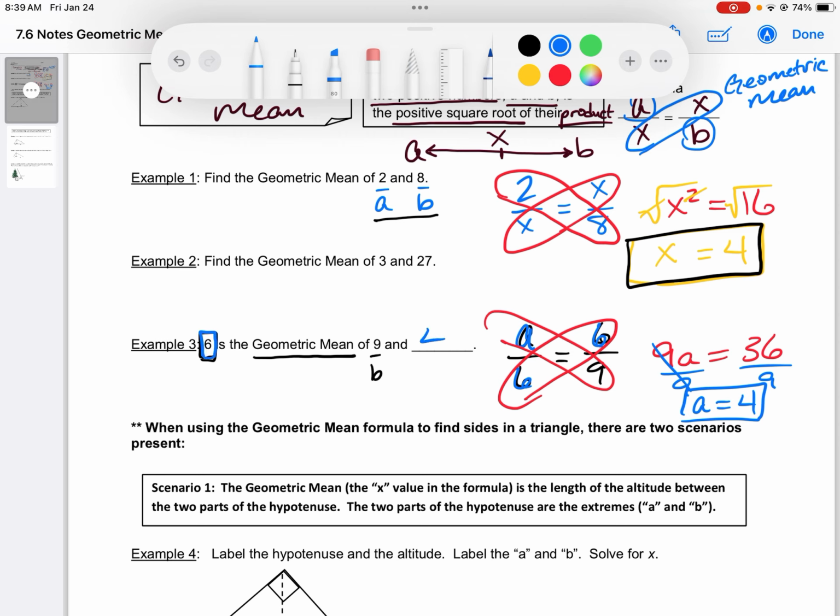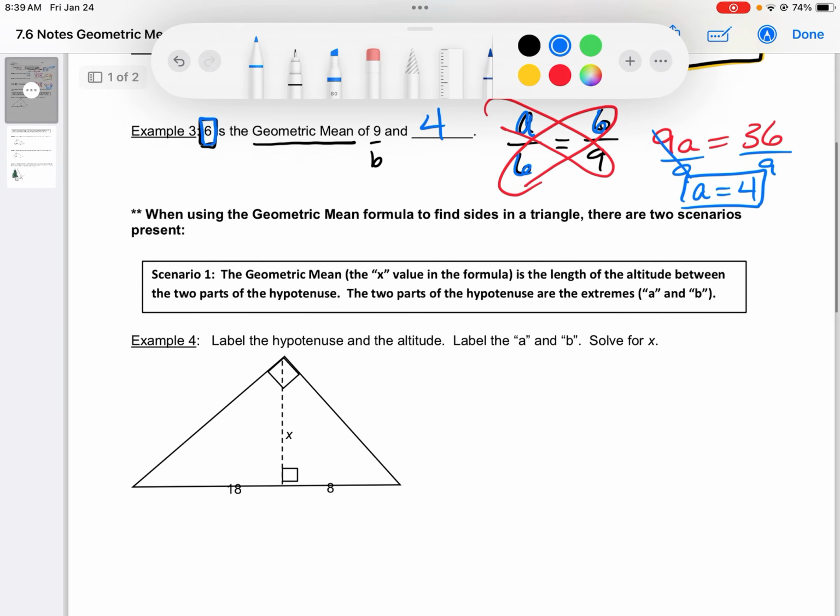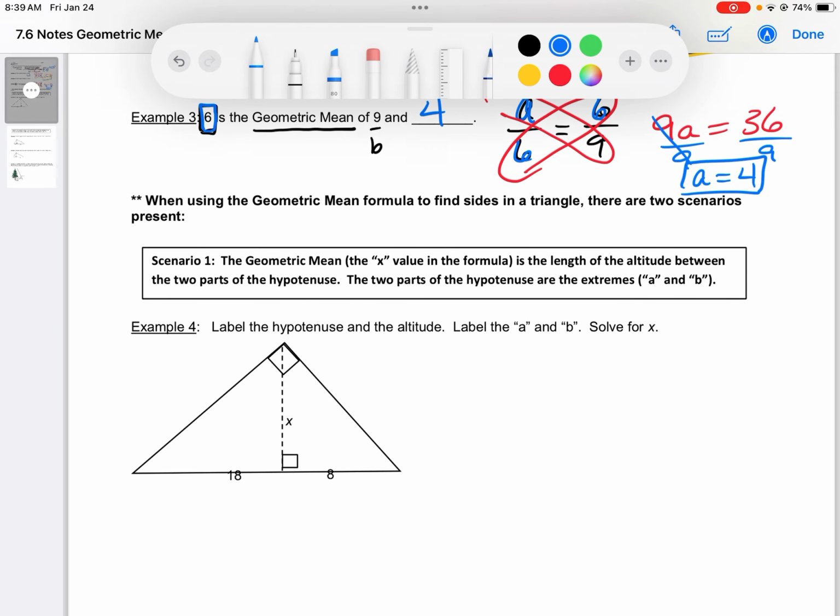So A isn't my geometric mean. 6 is my geometric mean. 4 is one of my boundary numbers, my interval numbers, if you want to think about it like that. All right, so we can use the geometric mean to find sides in a triangle. That's a really useful aspect of it.